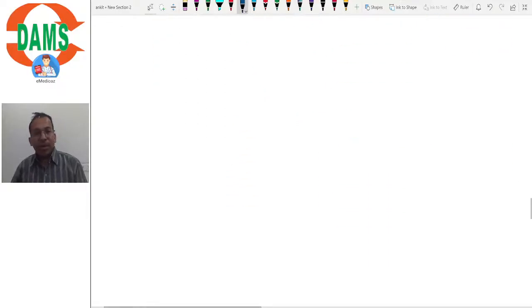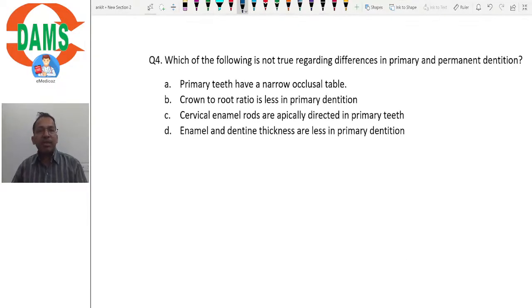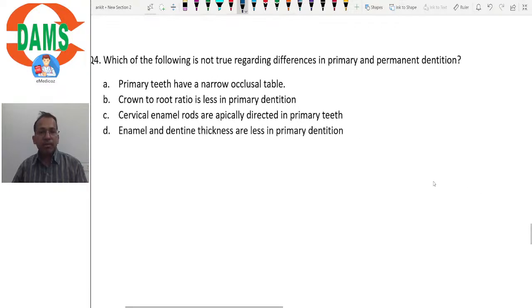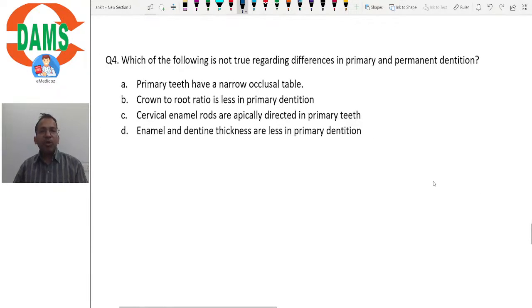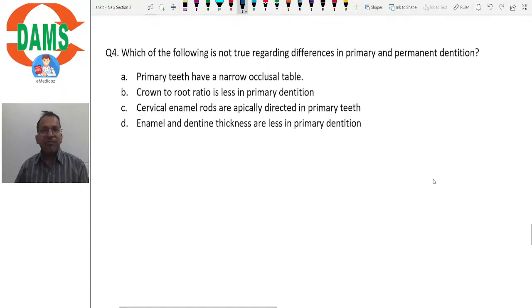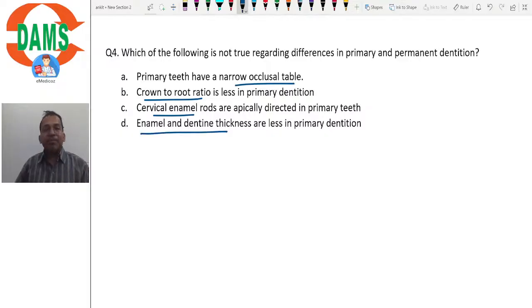Question number 4. It's the last question from DADH. The following is not regarding differences in primary and permanent dentition. So one of these is not a correct difference between the dentitions. Option A: primary teeth have a narrow occlusal table. B: crown to root ratio is less in primary dentition. C: cervical enamel rods are apically directed in primary teeth. D: enamel and dentin thickness is less in primary dentition. So what does option 1 say?